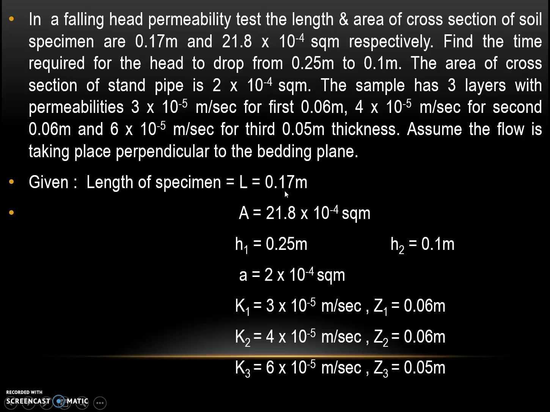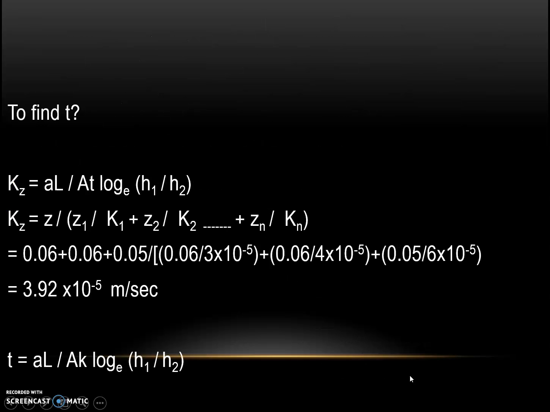Length of specimen L equal to 0.17 meter, A equal to 21.8 into 10 raised to minus 4 square meter, H1 equal to 0.25 meter, H2 is 0.1 meter. Standpipe area a is 2 into 10 raised to minus 4 square meter. K1 equal to 3 into 10 raised to minus 5 meter per second. Z1 is 0.06 meter. K2 is 4 into 10 raised to minus 5 meter per second. Z2 is 0.06 meter. K3 is 6 into 10 raised to minus 5 meter per second, and Z3 is 0.05 meter. Now we'll have to find out T. So to find T, the formula is aL divided by AK log of H1 divided by H2.